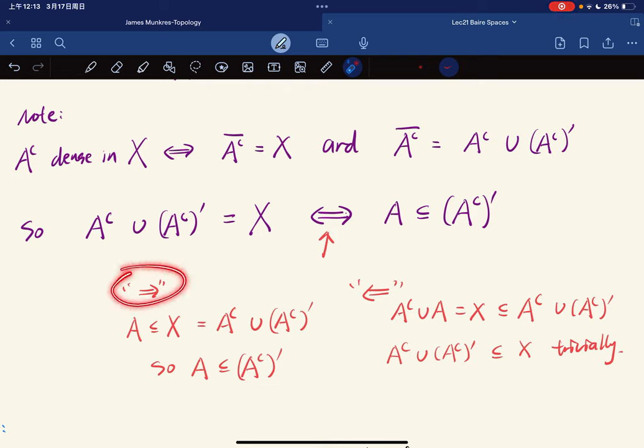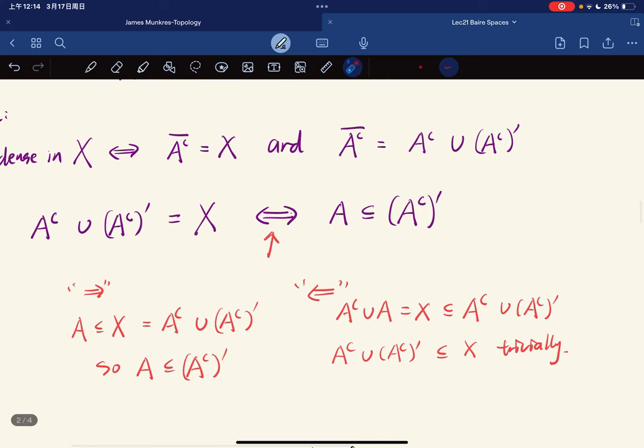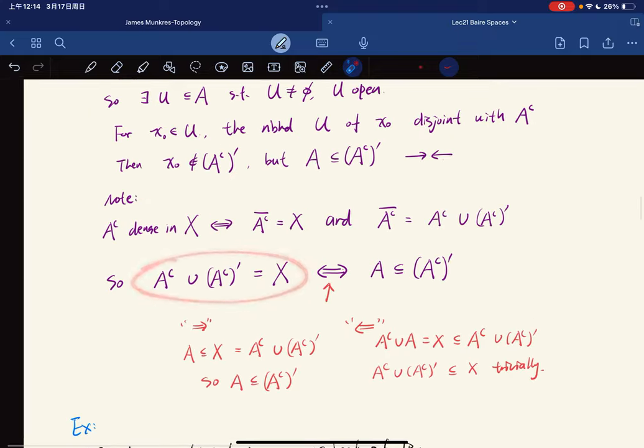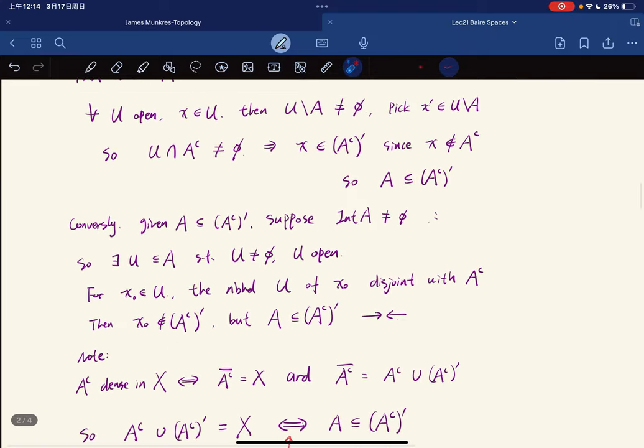Right, so if we have this, note that A is a subset of X, which is equal to this. So A is a subset of this. But A and A complement are disjoint, so A must be a subset of (A^c)', which gives this. And if we're given this, note that A complement union with A should give you X. But A is a subset of this, so X is a subset of A^c union with this. But we also have the reverse inclusion, so trivially we have equality. So we're done. Those are some notes on empty interior.